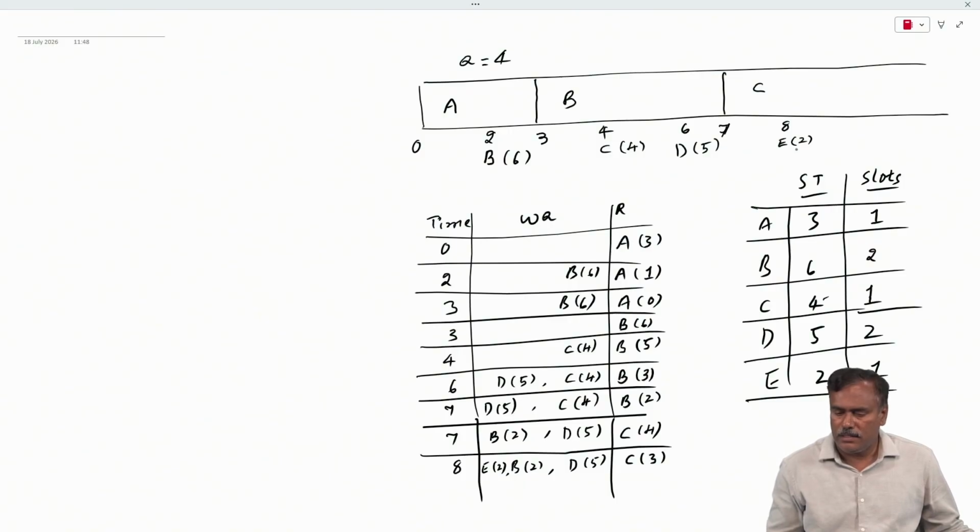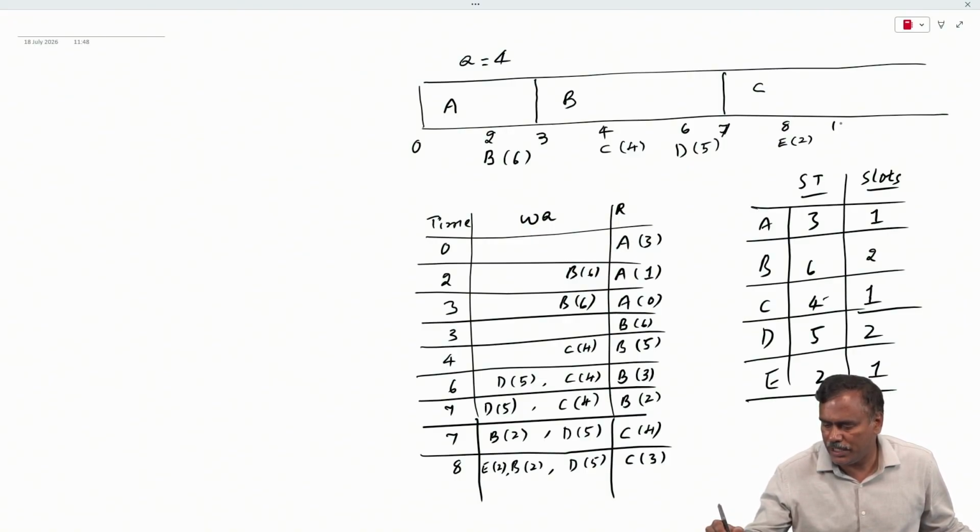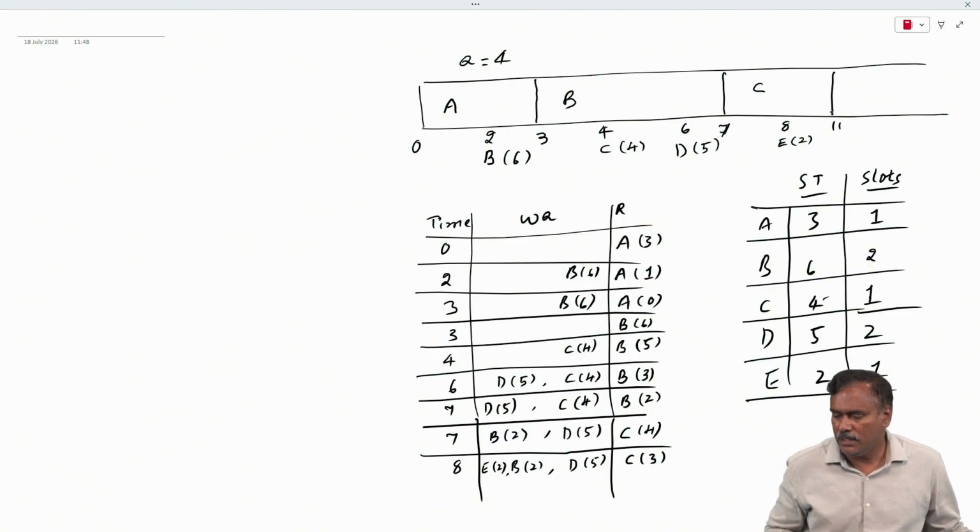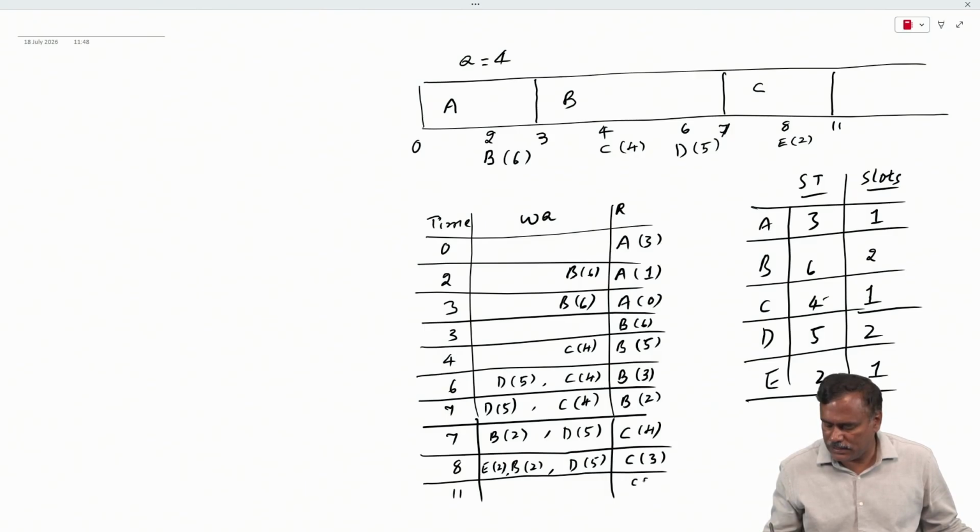Till completion of the slice time, that same process is going to continue its execution, and the slice time is equal to the service time needed by this process C, that is 4. So from 7 to 11, that same process is going to continue. So at the 11th interval of time, process C is going to complete its execution, and its remaining service time is going to be 0.